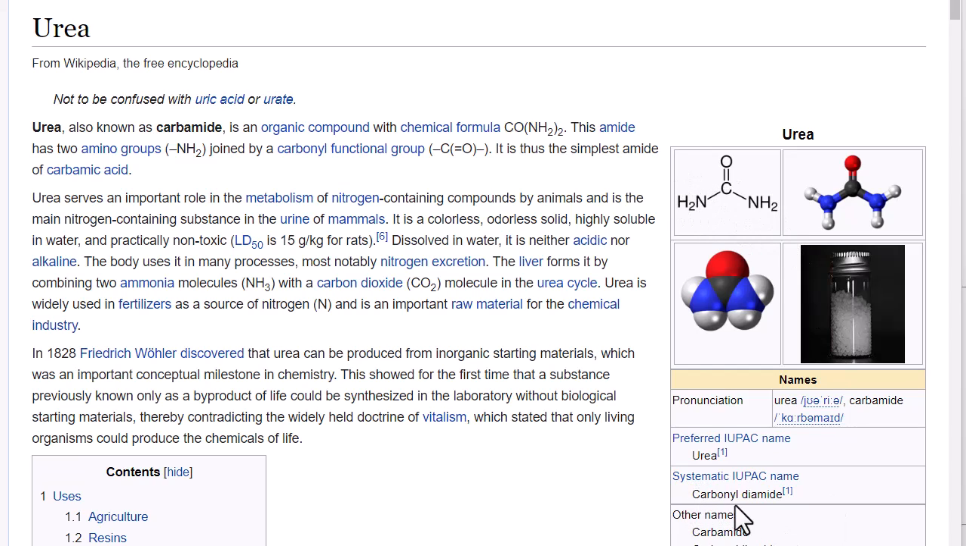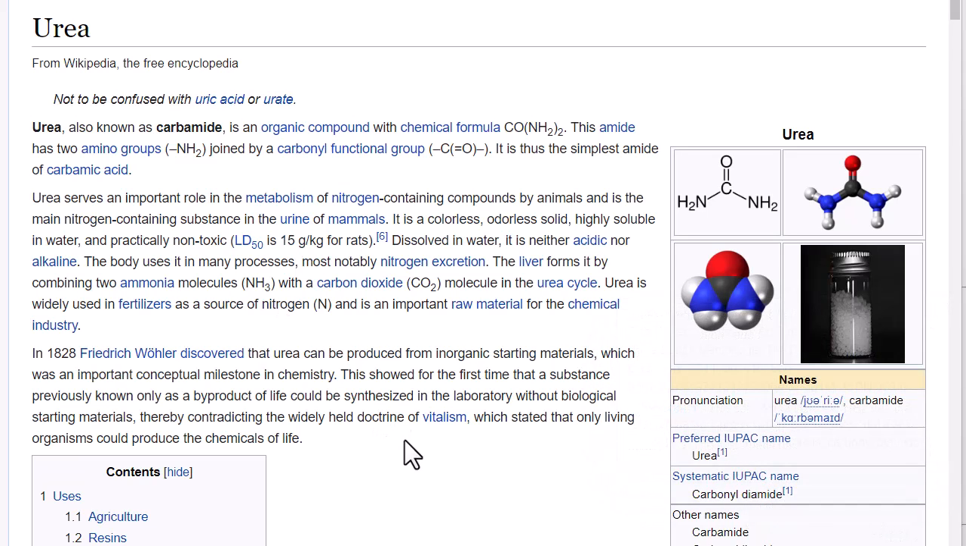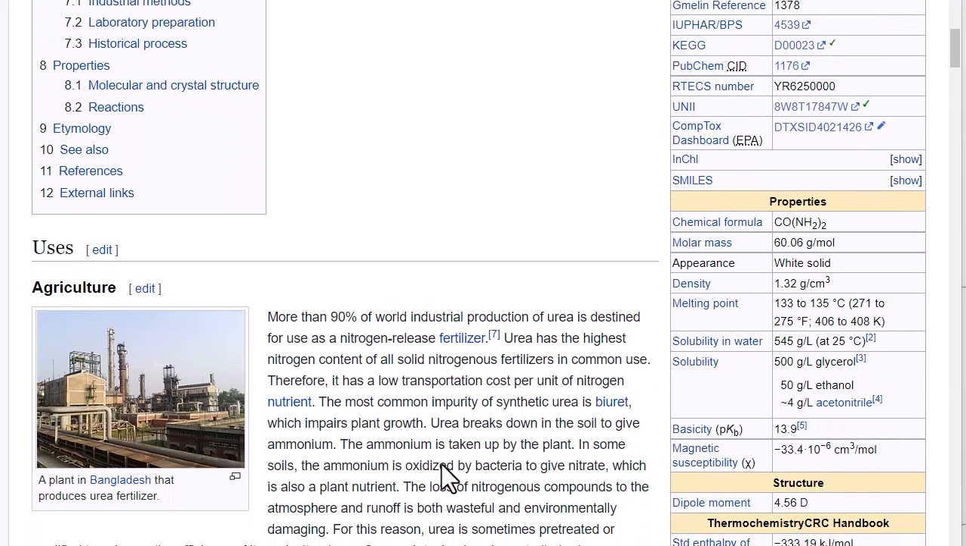It should be called carbonyl diamide, but nobody calls it that because this was discovered a long time ago, back in the 1720s. And it was isolated from urine, so it's kept its name. And there are hundreds of millions of tons of this produced each year. But let's quickly look at just some of the things that they have.